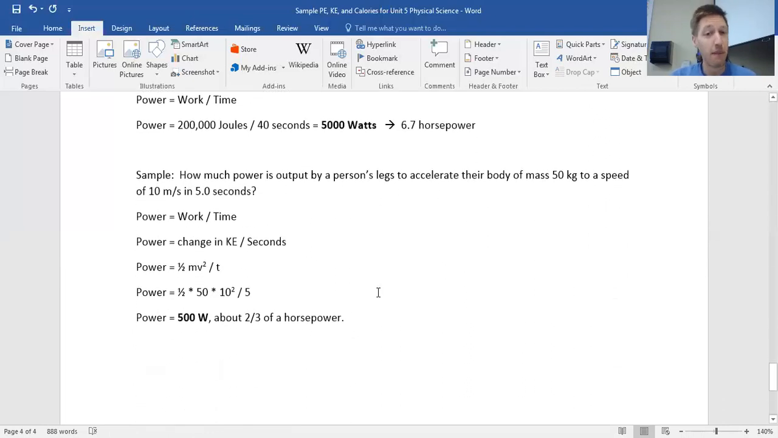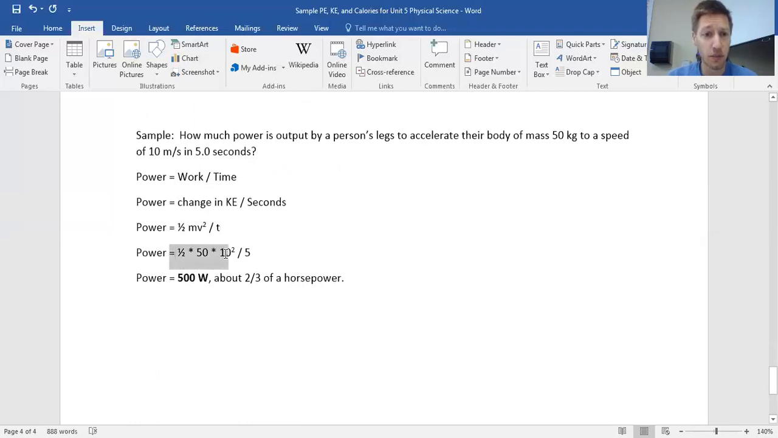Here's another example. How much power would be required by a person's legs to accelerate your body of 50 kilograms to a speed of 10 meters per second in 5 seconds? Again, we're going to find out how much work was done and then divide by the time. So we're just taking into account the time at the very end. What kind of change in energy do we have here? We have a change in kinetic energy because we are changing our speed. So power is going to equal the work over the time, and our work is the change in kinetic energy, which is 1/2 mv squared. So we can solve for the work by taking 1/2 times the mass times 10 squared, then dividing by the time. In this case, that's about 500 watts, so about 2/3 of a horsepower.